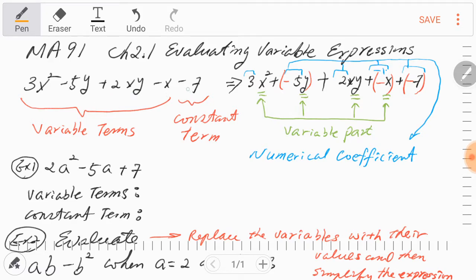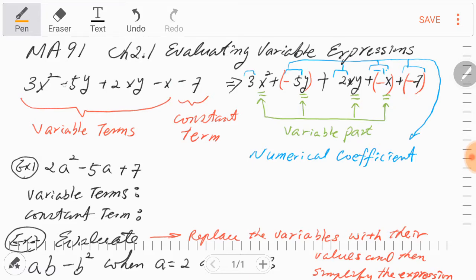And 7, in this case negative 7 or minus 7, is just a number. So just a number is called a constant term. And if a term contains a variable, then we call it a variable term. So there are 1, 2, 3, 4 variable terms and 1 constant term. And there is a subtraction like minus 5y, minus x, minus 7.